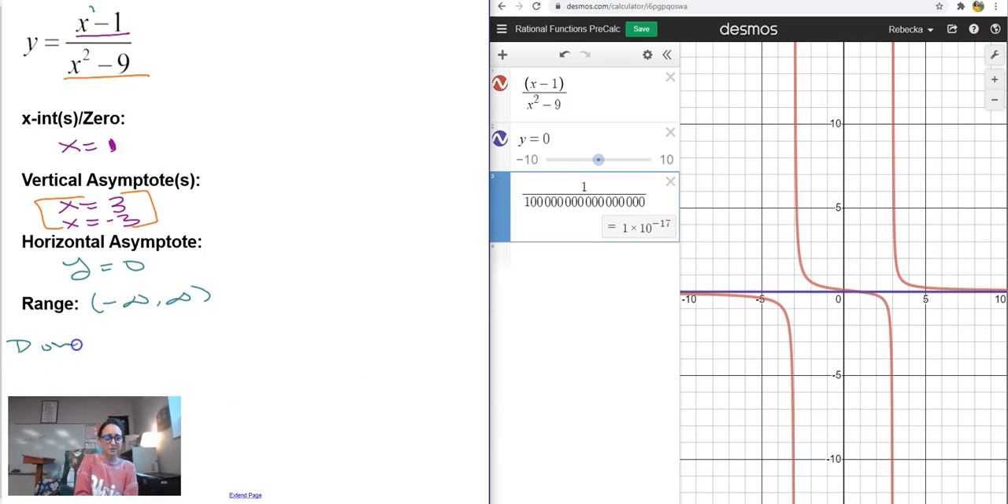Let's also think about domain. So the domain, there's three pieces. In other words, there's two gaps. So I've got a gap at x equals -3 from this vertical asymptote, and another gap at x equals +3. So the domain is going to be all real numbers except -3 and +3. And I can write those three pieces like so. Just keep in mind that you have parentheses, not brackets.